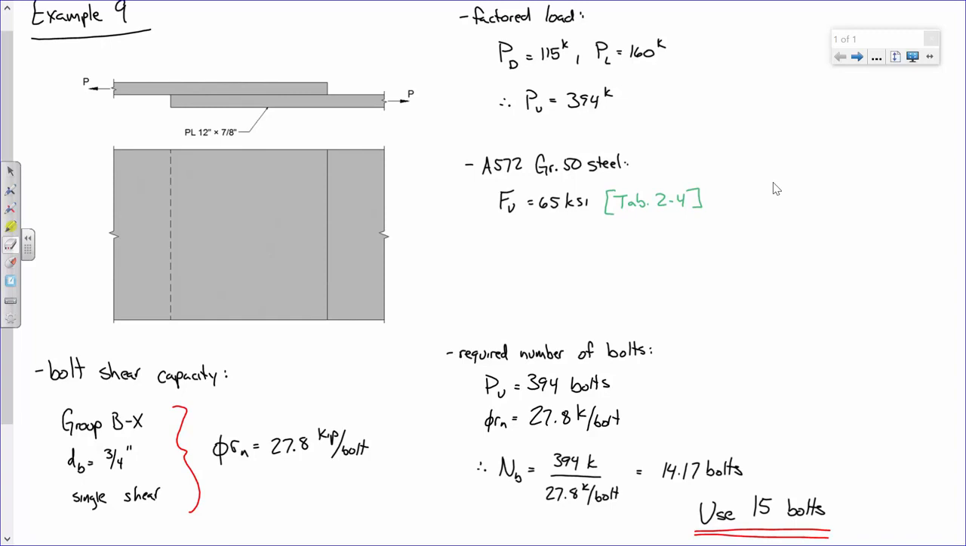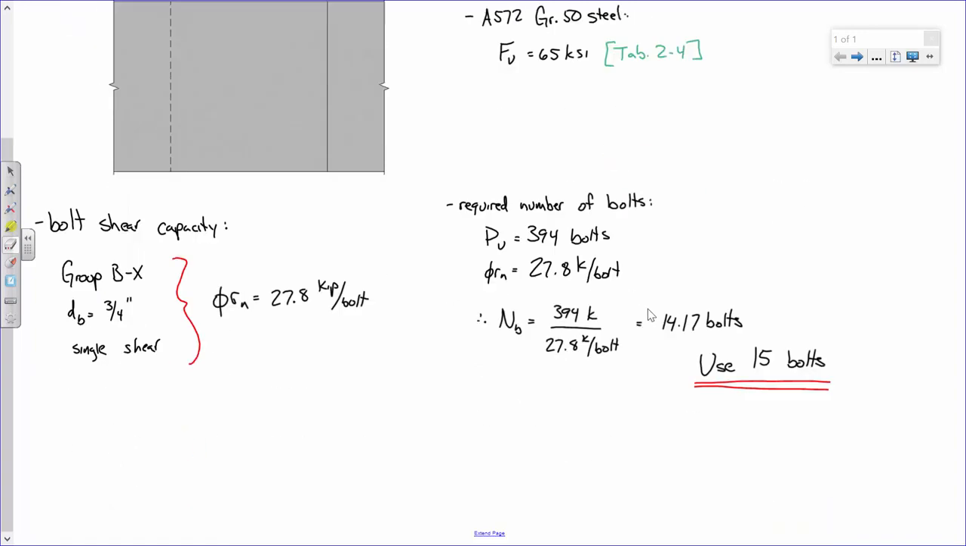So if the connection is experiencing 394 kips and φRn is 27.8, divide the two, and that gives you 14 and change. That's how many bolts you need. So just round that up and call it 15 bolts. So we'll do 5 by 3. Sound good? Okay.